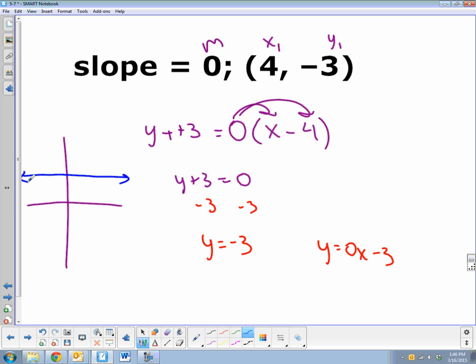And if the y-intercept is negative 3, then I wrote this on the wrong side. There we go. The y-intercept is negative 3. That means that y equals negative 3 all the time. If x is 1, y equals negative 3. If x is 2, y equals negative 3. If x is 5, y doesn't matter. Y always equals negative 3. And that's what a zero slope would be.